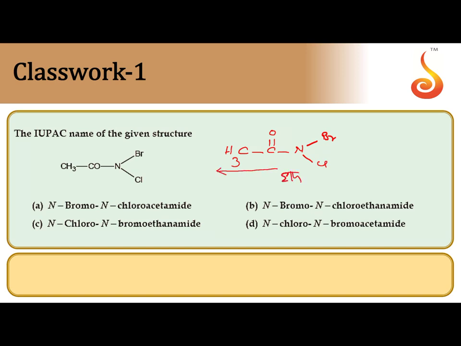Eth, primary suffix is ane, secondary suffix, since this is an amide, is amide. There are two substituents, bromine and chlorine, so in alphabetical order bromo comes first. Bromine is attached to N, that's why N-bromo, N-chloro, ethanamide. The correct option is option B.